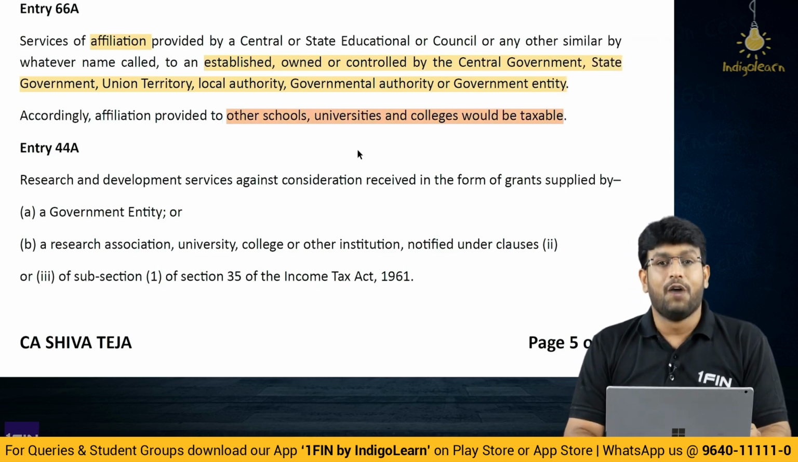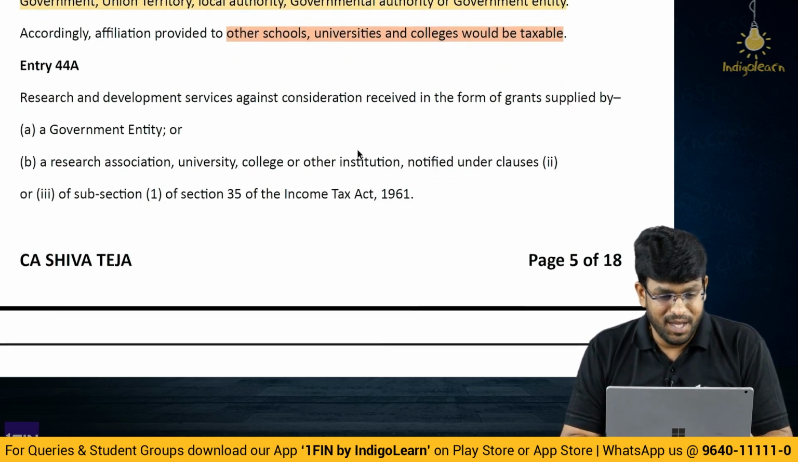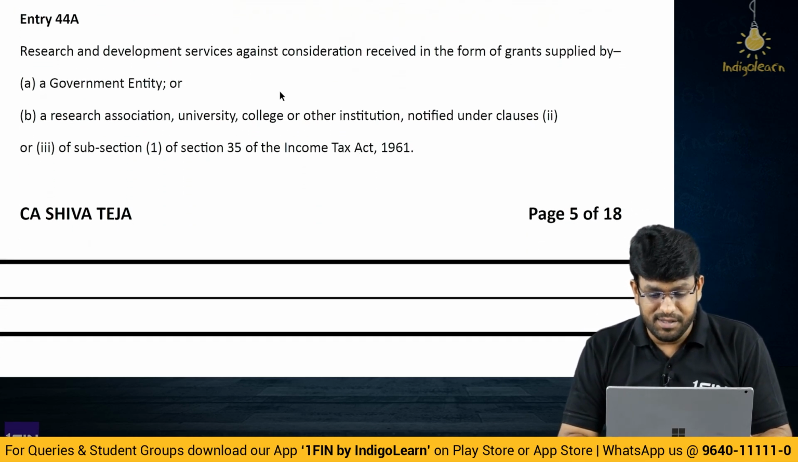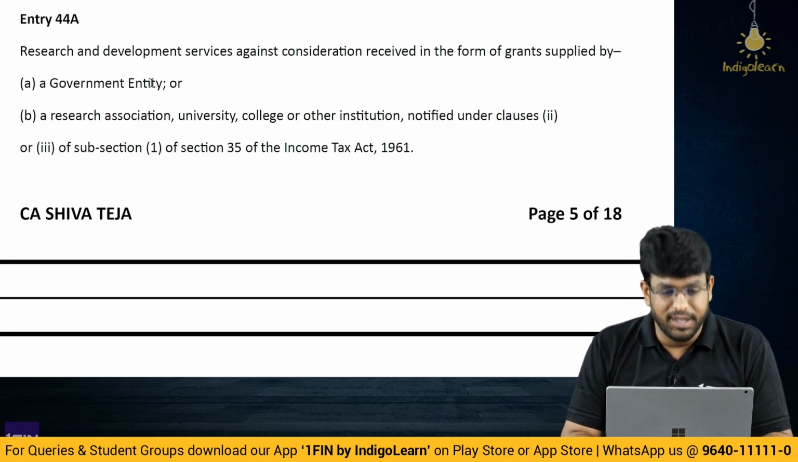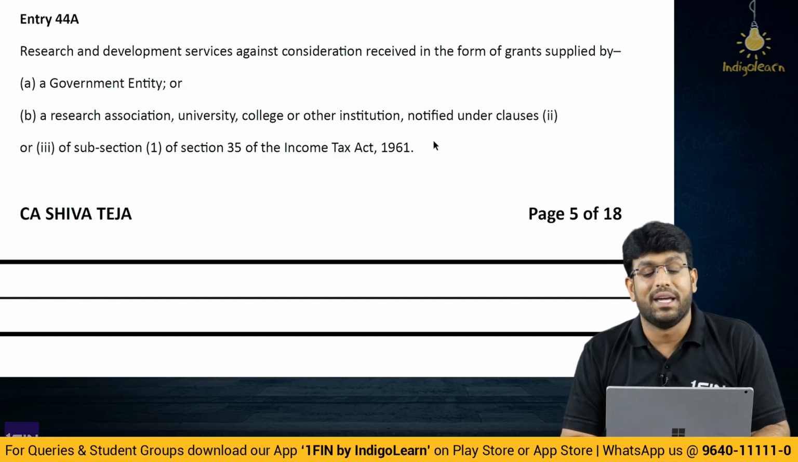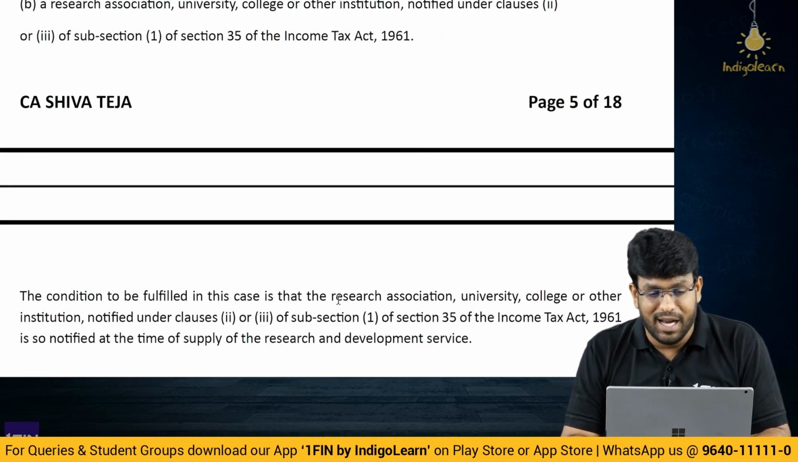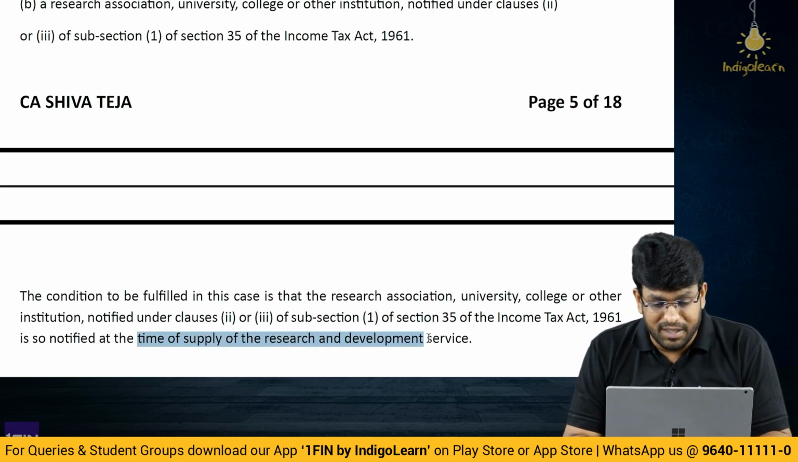I repeat that line once again. Affiliation given to other schools, universities, colleges would definitely be taxable. Very, very important point, friends. Next line. Research and development service against consideration received in the form of grants supplied by government entity or a research association, university or college or institution notified under Income Tax Act. So R&D service given by them will be exempt where they get consideration in the form of grant. But the condition to be fulfilled in this case is that the research association, university or college notified under income tax is notified at the time of supply of that R&D service.